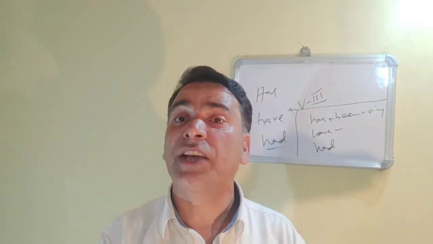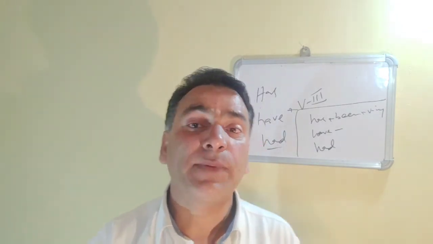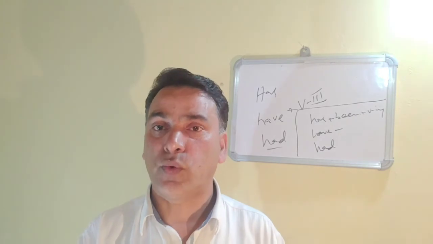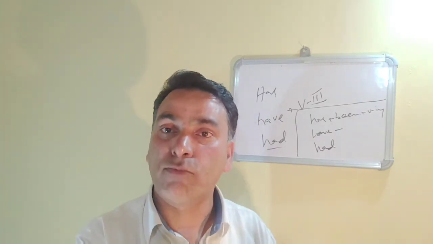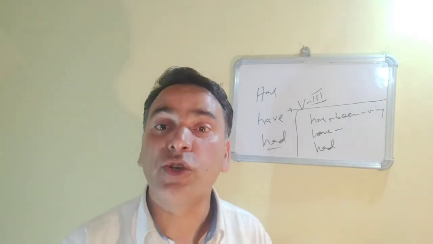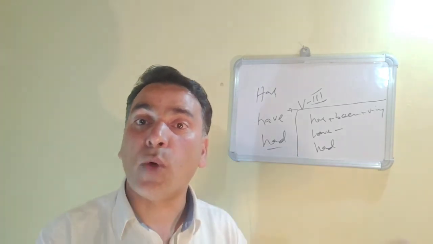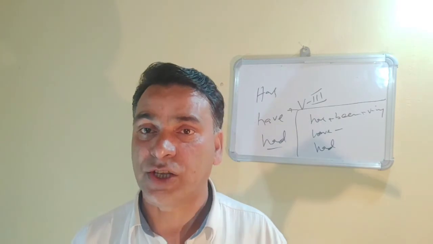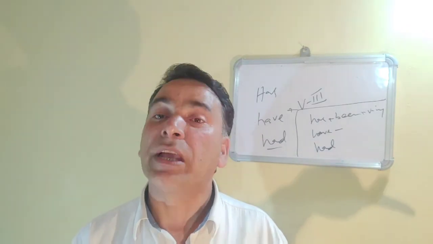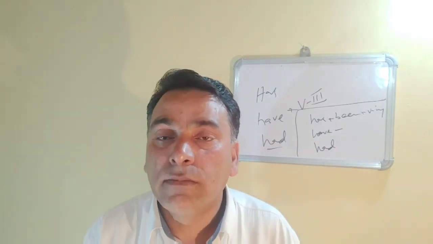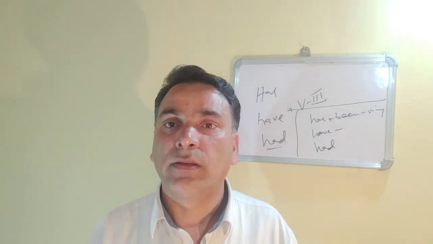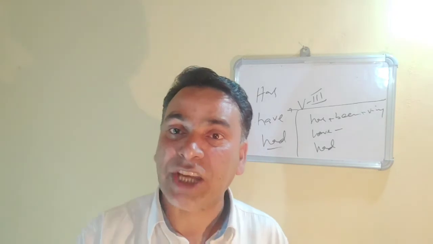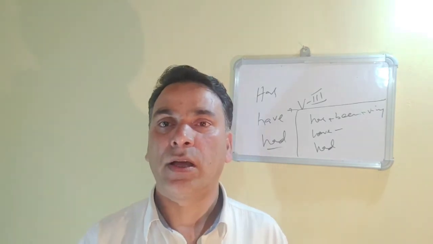Why do you need an object? Because the action is transferred. It passes from subject to object. That's why they are called transitive. Transitive means mobile, that moves from one place to another. Whereas intransitive means immobile, not movable. Intransitive is where the action happens and stays within the subject.